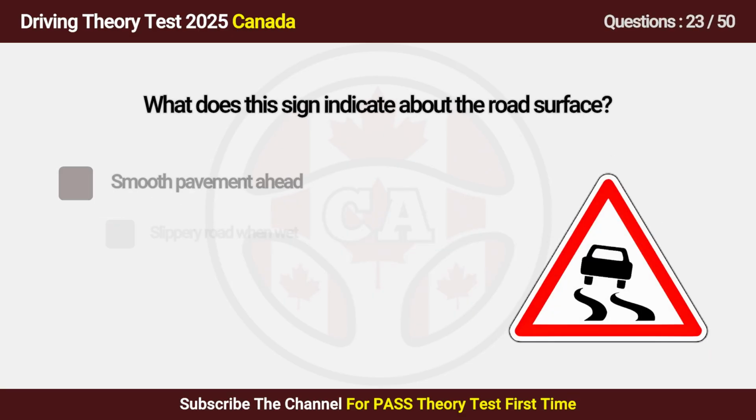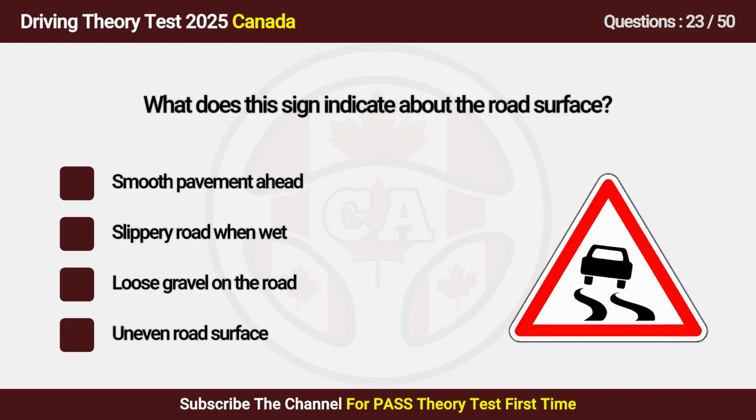Question 23. What does this sign indicate about the road surface? A. Smooth pavement ahead. B. Slippery road when wet. C. Loose gravel on the road. D. Uneven road surface.